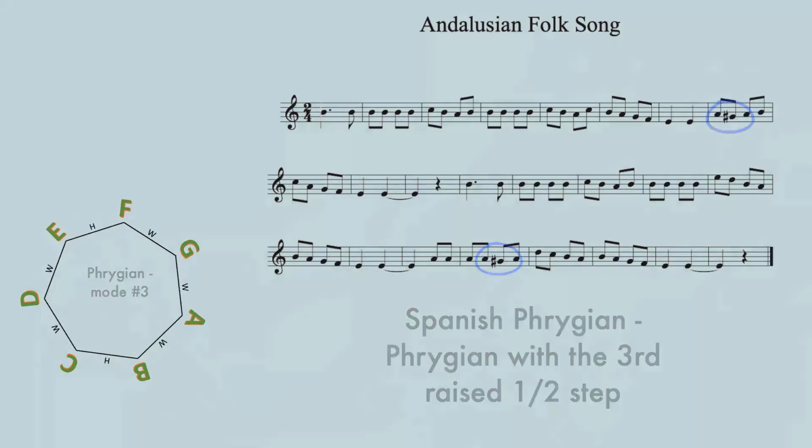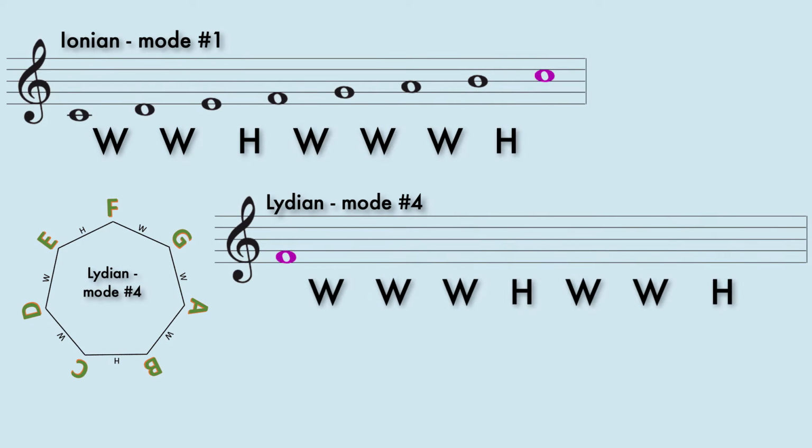The fourth mode is Lydian, shown here as F Lydian, from F to F. Listen here for the sound of those 3 whole steps in a row, right at the beginning. And here's an Icelandic folk song in Lydian mode.